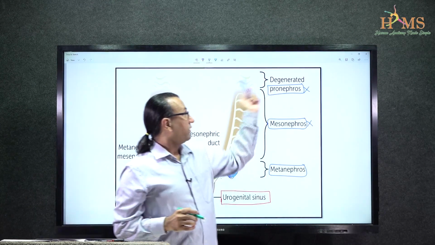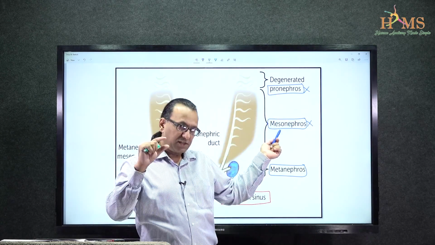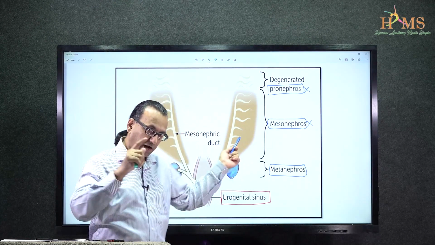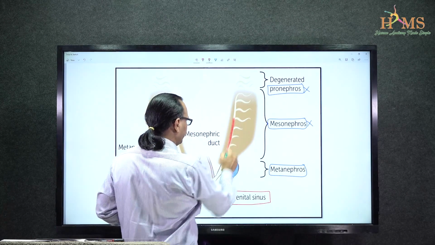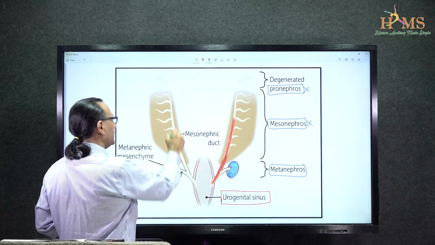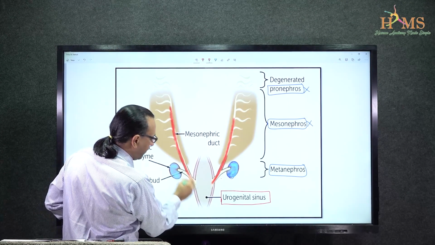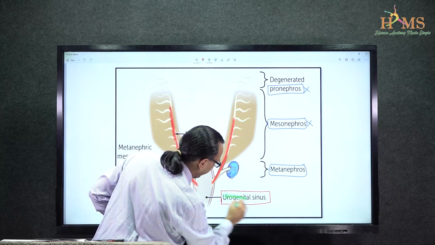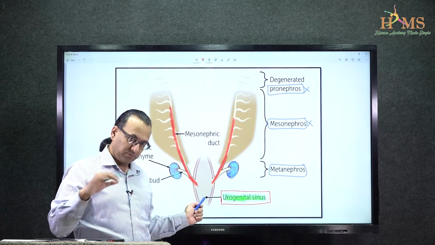See, the pronephros is degenerating. Even the mesonephros stays for some time during development but disappears, leaving behind a duct which is called the Mesonephros Duct or Mesonephric Duct. And this Mesonephric Duct, one on each side, will be opening at the posterior wall of the urogenital sinus, which we already have mentioned was actually coming from the endoderm of the gut tube.